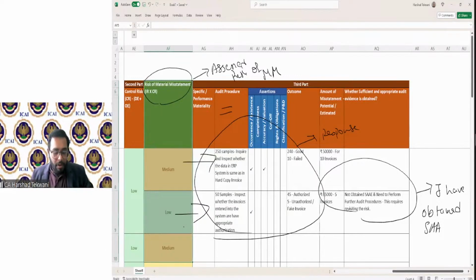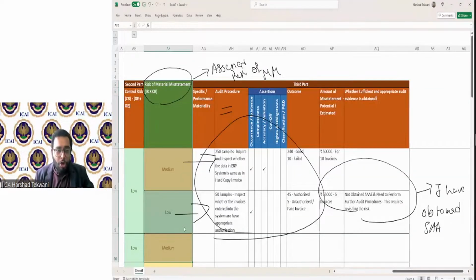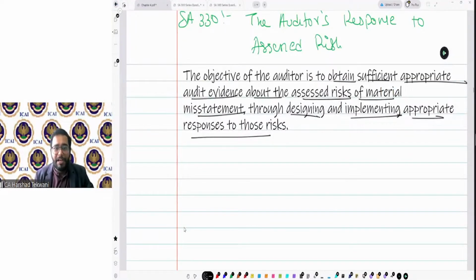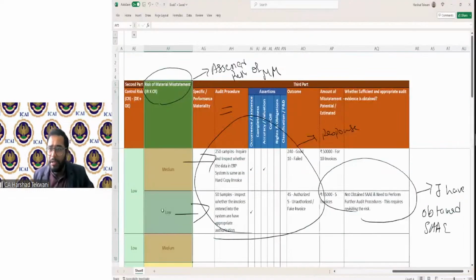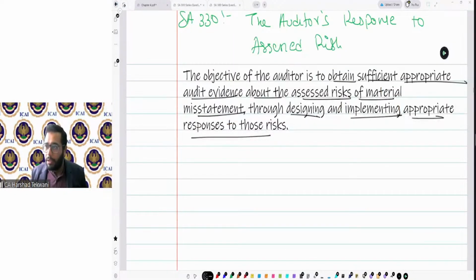We have designed and implemented an appropriate response to the risk so that we can gather sufficient and appropriate audit evidence for the assessed risk of material misstatement. That's what the standard requires, and we did it. Are you understanding? Whatever was required, we are doing in a practical way.